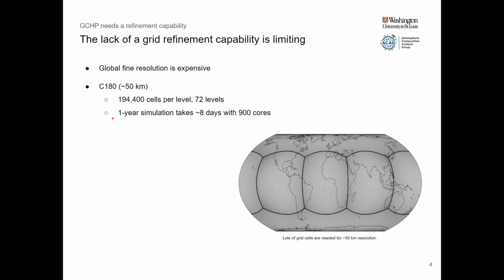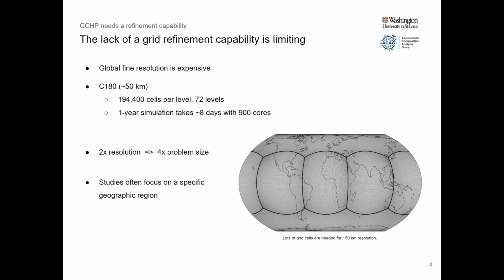And so for context, a 1-year simulation takes about 8 real world days if we're using 900 physical CPUs. And so where this especially gets complicated is when we want to, say, double our resolution, because doubling of resolution is a 4 times increase in the problem size. So for instance, this 1-year simulation would take theoretically closer to 32 days. And so pushing 25 and 12 kilometers and finer becomes very challenging.